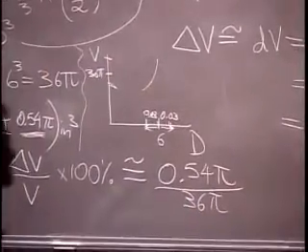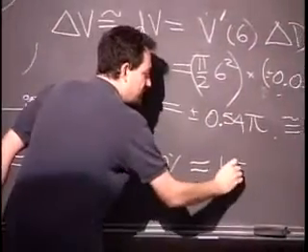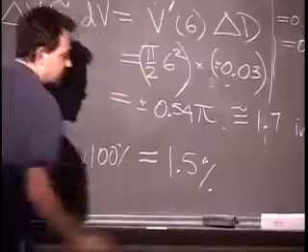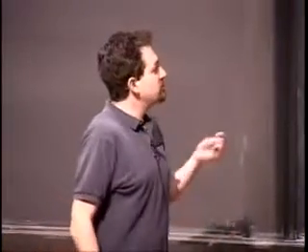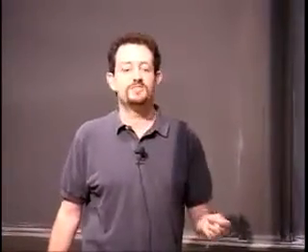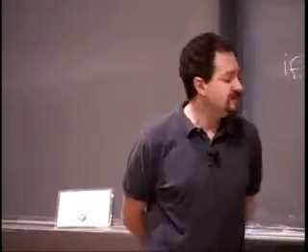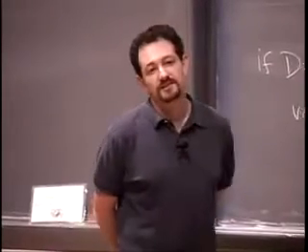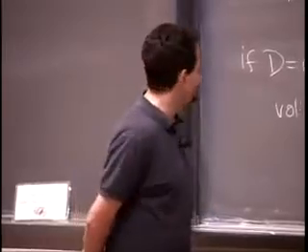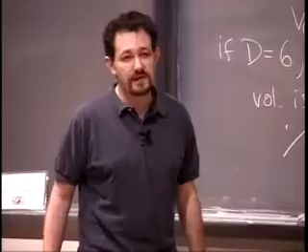And if you work that out, you get 1.5%. That's what the number works out to be. Okay, so what I've shown basically is that we knew the diameter accurate to 0.5%, but the volume we only know to 1.5%. It's 3 times the error, relatively speaking. We are 3 times as uncertain about the volume relative to the actual volume as we are about the diameter relative to the actual diameter.